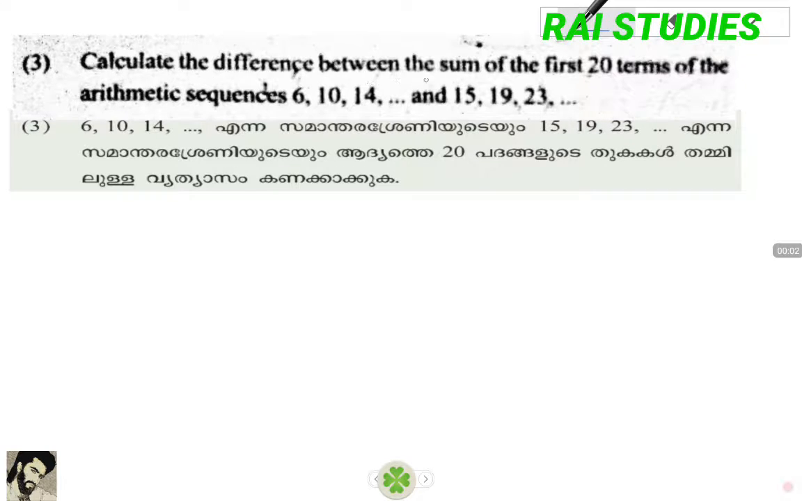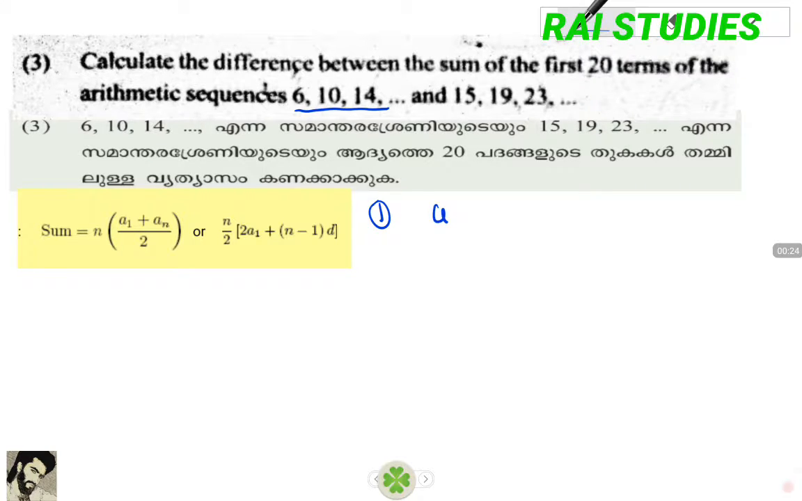Calculate the difference between the sum of the first 20 terms of the arithmetic sequence 6, 10, 14 and 15, 19, 23. This is our question. So this is the equation we studied to find the sum of n terms. Let's consider the first sequence, 6, 10, 14.